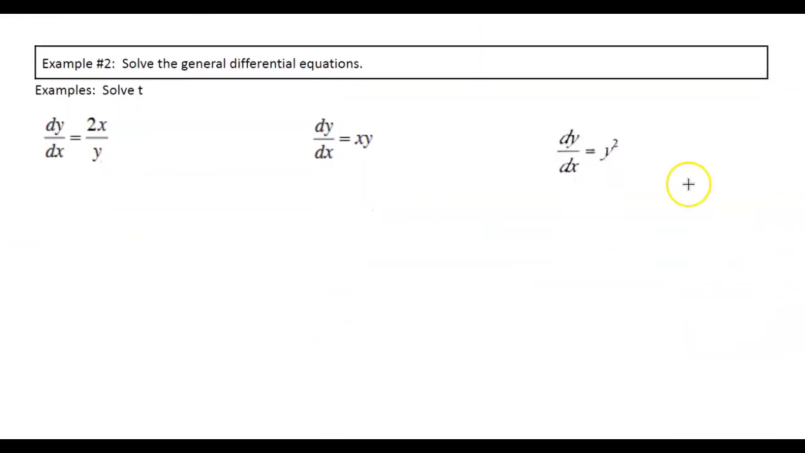All right, on my next example, we're going to solve the general differential equation. So what general means is we should have a plus c somewhere in the answer. Now, it is not always at the end, so you have to really be careful. I have 1, 2, 3, 4, 5, 6 examples.